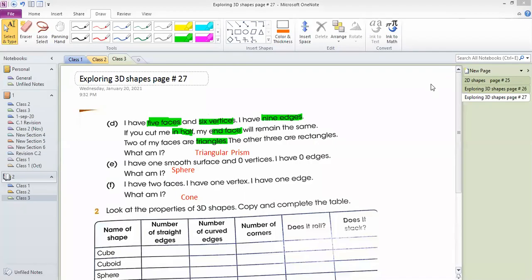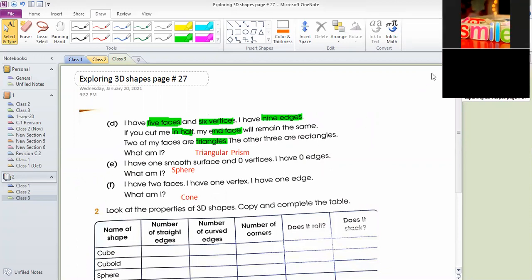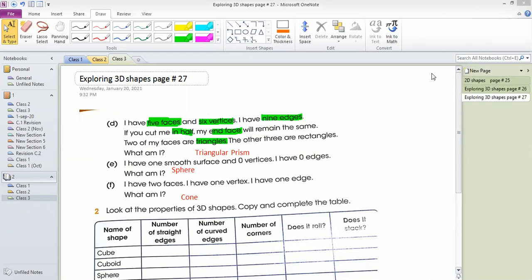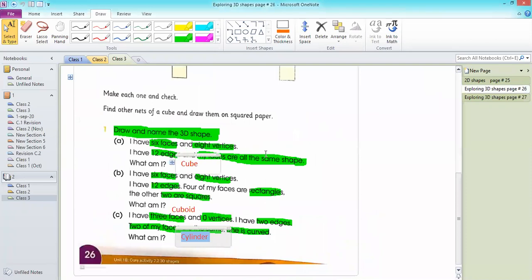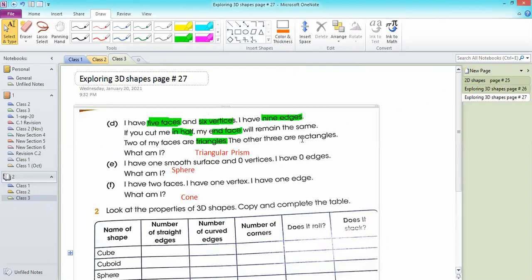Guys, we are studying exploring 3D shapes, and yesterday you finished question number 1 of page number 26 and page number 27, which was about identifying the faces with the clues, with the properties. You have done it. There were the 3D shapes. First one was cube. Second was what? B was cuboid. C was cylinder. D was triangular prism, E was sphere, and F was cone.